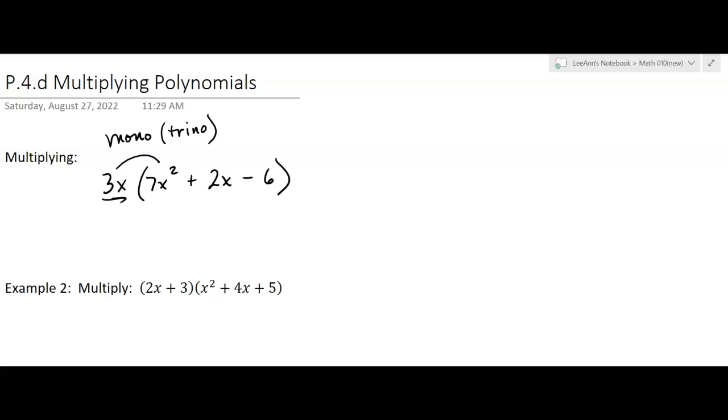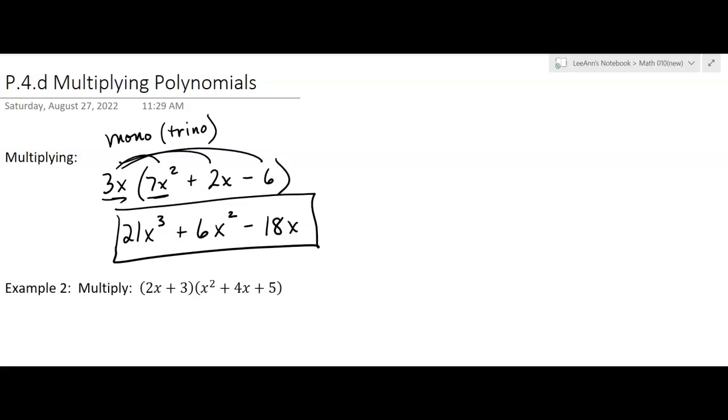So think about what's 3x times 7x squared. 21x cubed. Use your exponent rules and things like that. Okay. Then 3x times 2x, that's going to be 3 times 2 is 6, and x times x is x squared. And then 3x times minus 6 is going to be minus 18x. Now it's multiplied out, and we like that sometimes, and so there's our polynomial. It's a trinomial, but that's one type of multiplying.